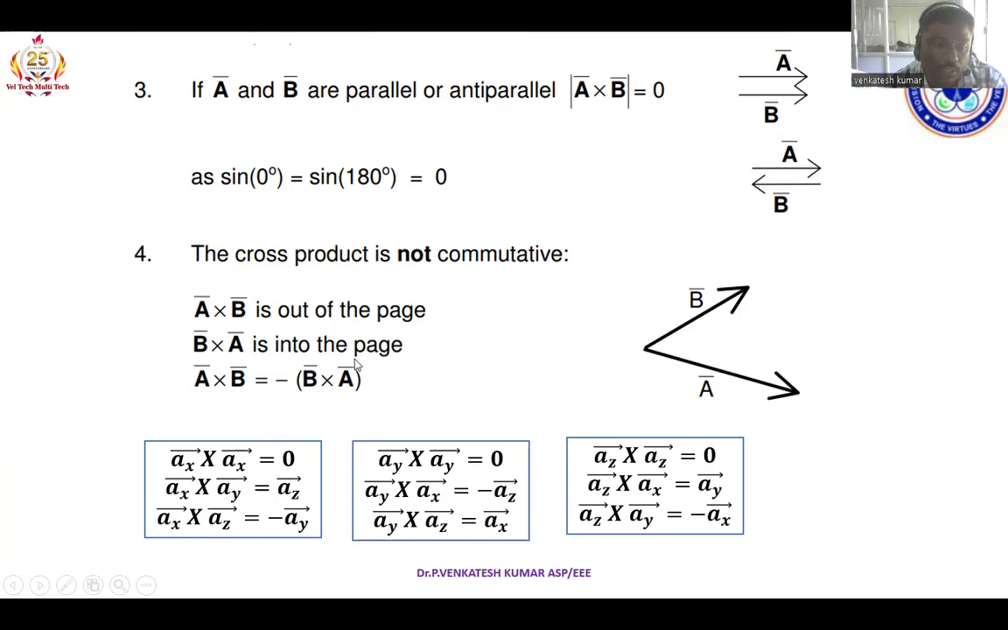That is B cross A, so we put minus AY. In a similar way, the unit vector of Y cross Y and Z cross Z is 0. The unit vector of Y cross the unit vector of X is minus AZ. Y cross Z is AX. And Z cross Y is minus AX. For X, Y, Z, Y to Z, the next moving direction is X. But here you see Z, Y, just opposite, so we put minus AX.